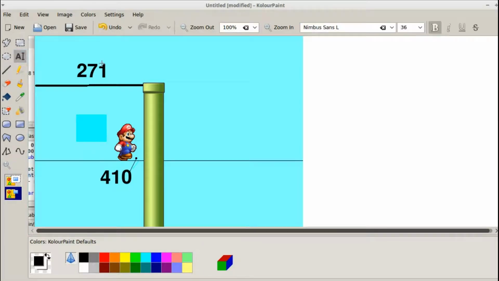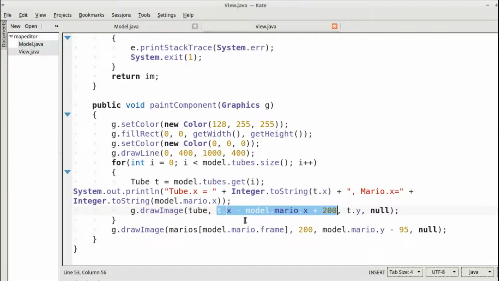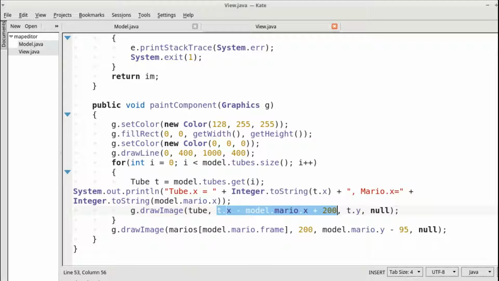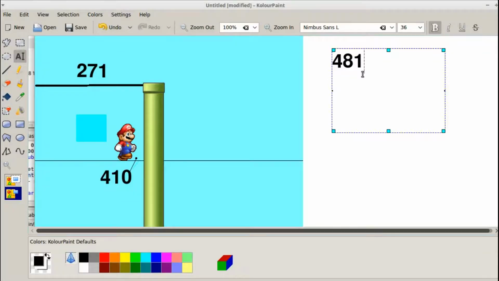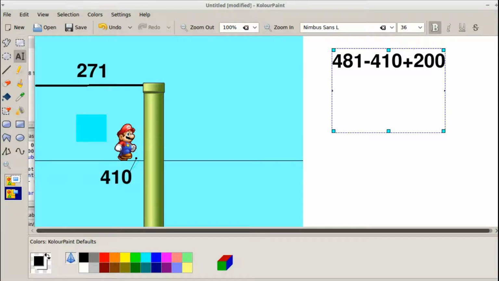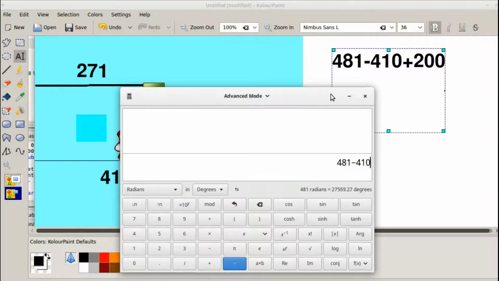I'm drawing it at 481 minus Mario's x, and we know Mario's x to be 410. So I come back to here, minus 410 plus 200. Whip out the trusty calculator. 481 minus 410 plus 200 is 271, and that's exactly where I'm drawing the tube.